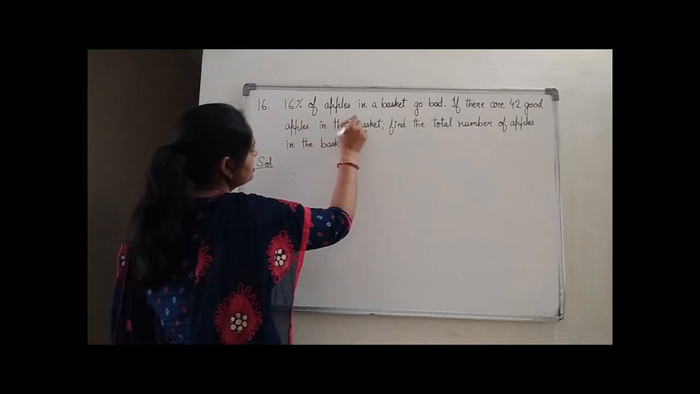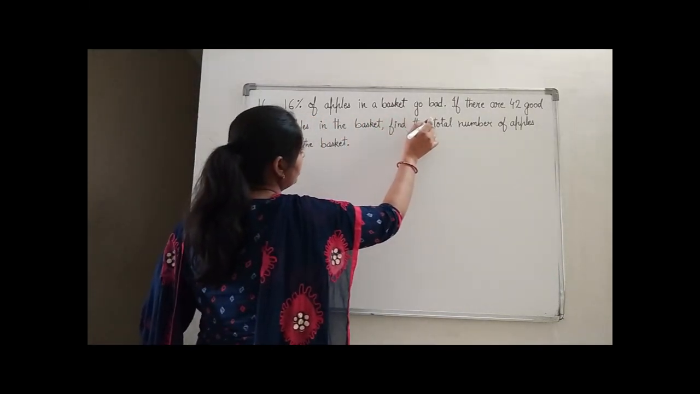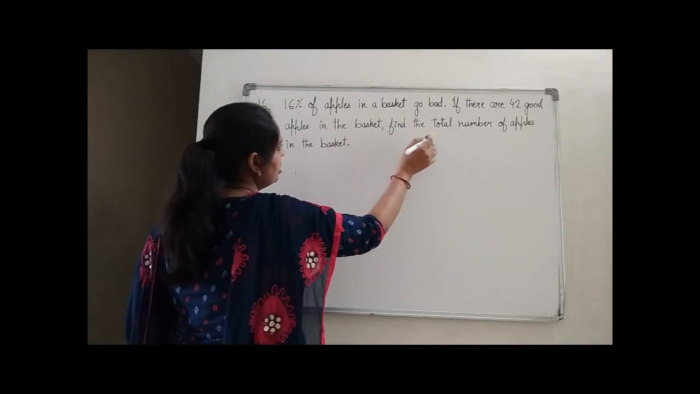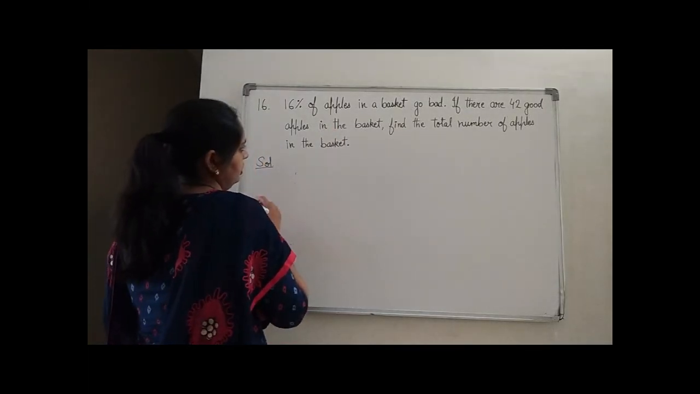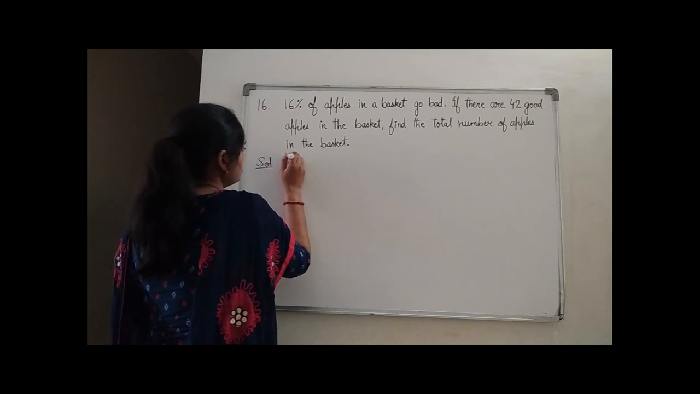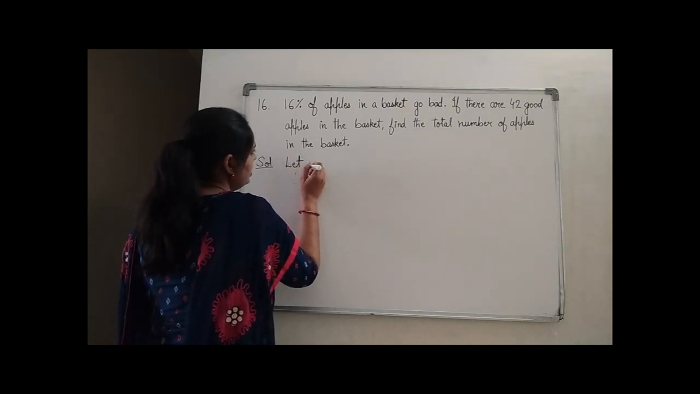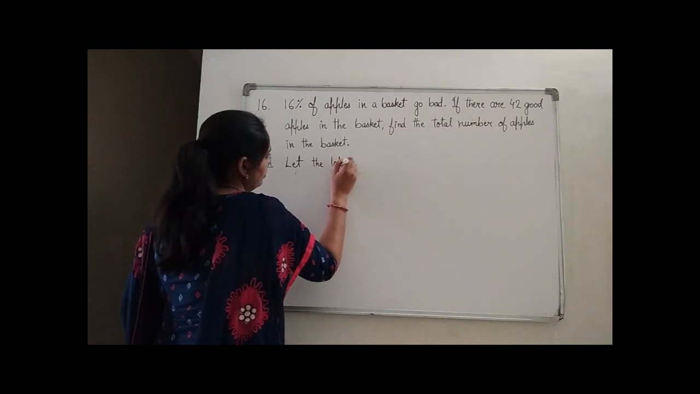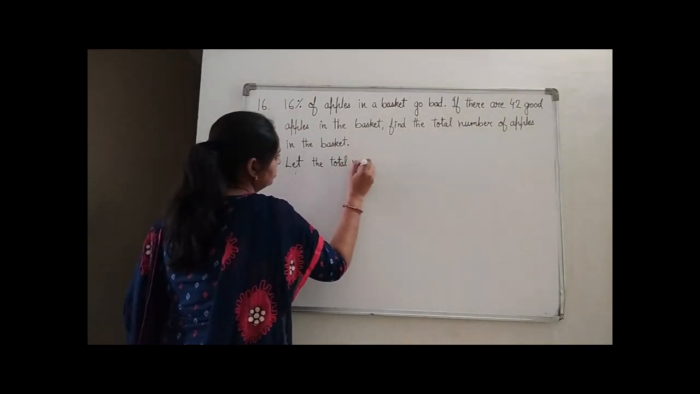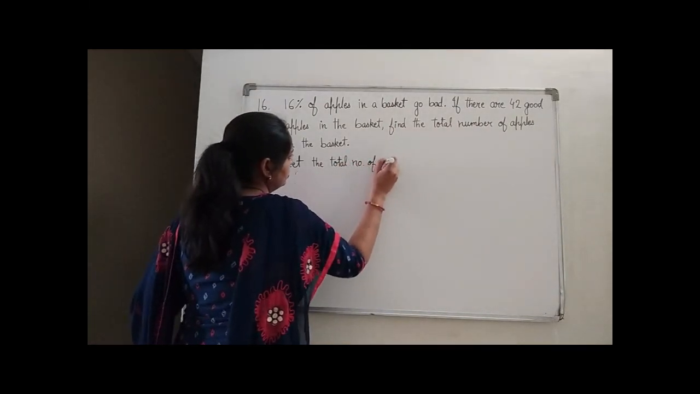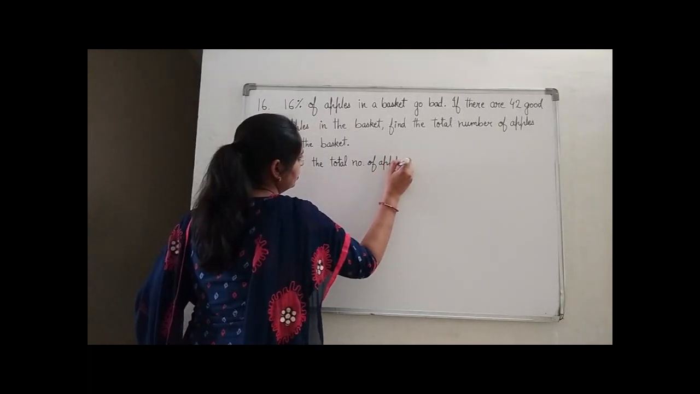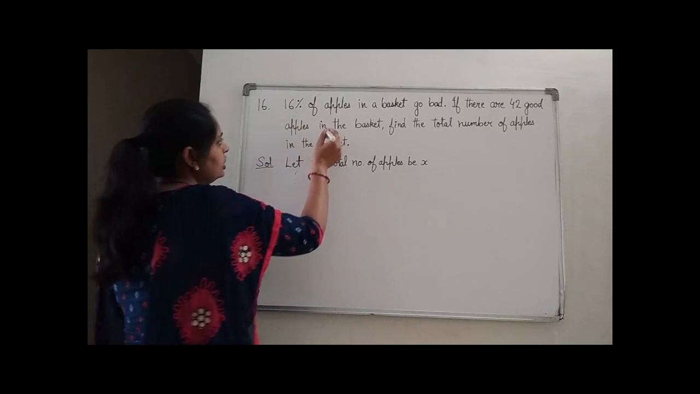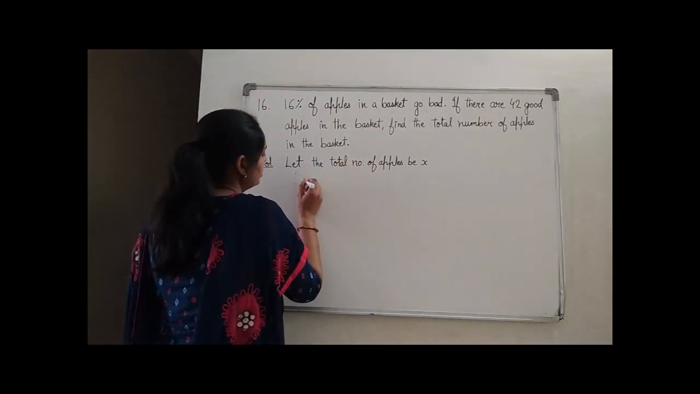Now see the 16th question. 16% of apples in a basket go bad. If there are 42 good apples in the basket, find the total number of apples in the basket. Now, let us suppose the total number of apples be x. Then 16% of the apples are bad.